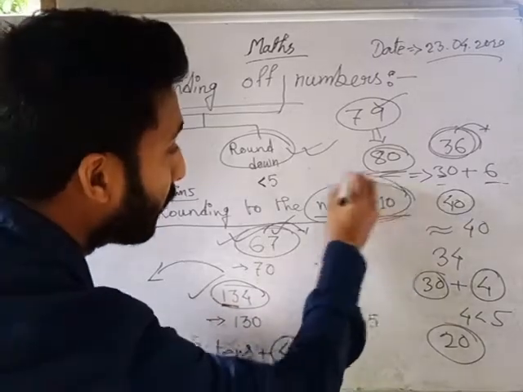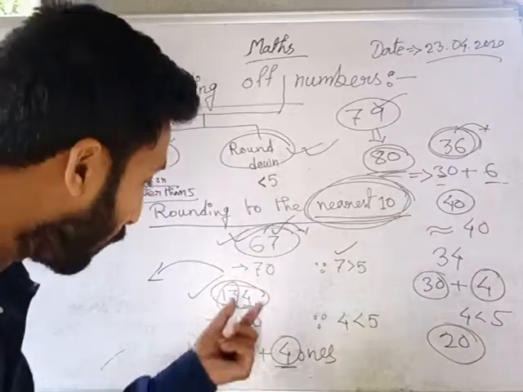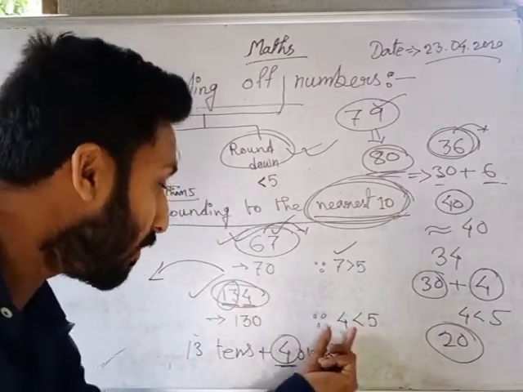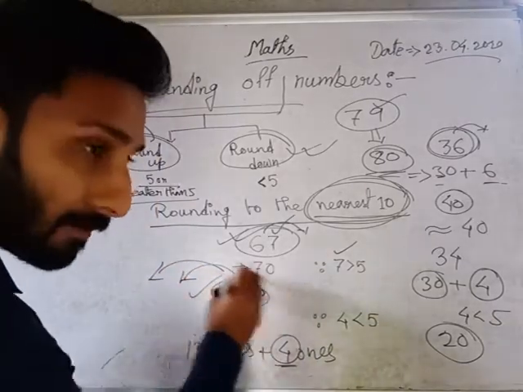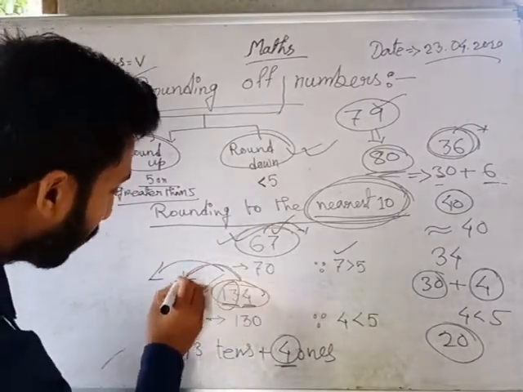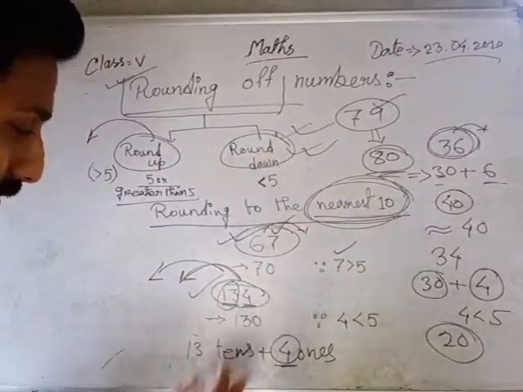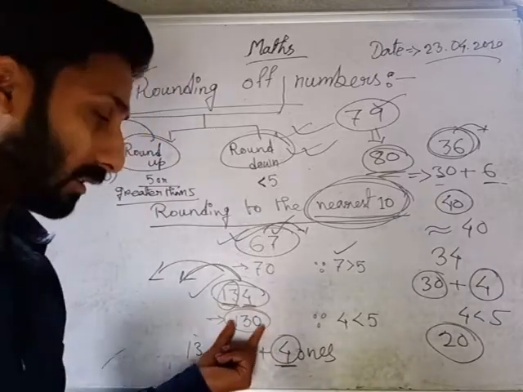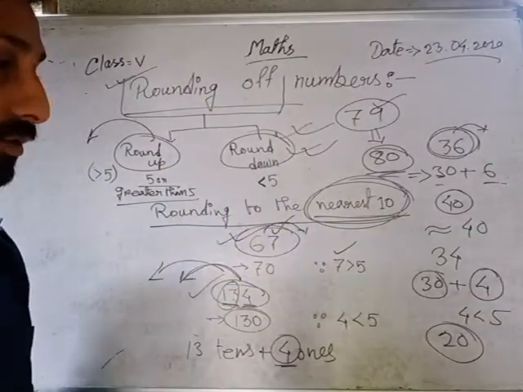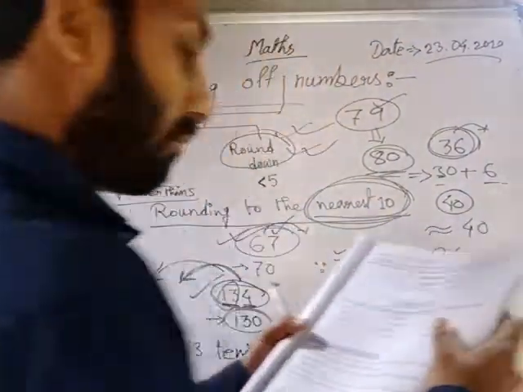13 tens. Nearest to the tens, that means 13 tens are there and 4 ones. 4 ones means it is less than 5. That's why we should go back, to the round down. That's why we should write here 130. Okay. This is all about round up and round down. There are so many homework examples if you follow it.